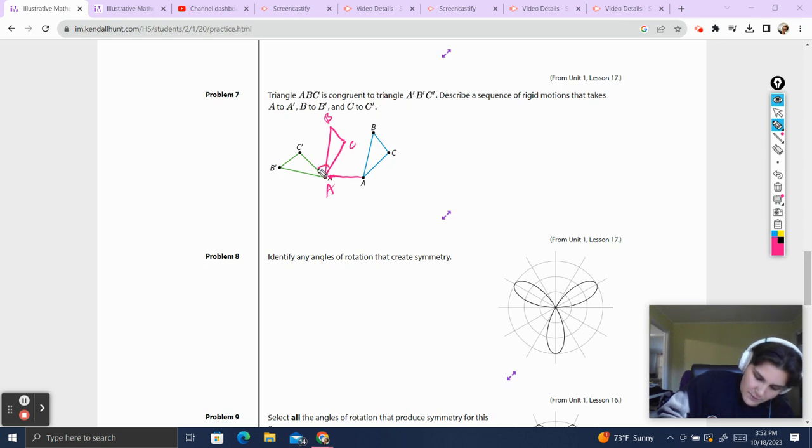We always bring our points with us, and then we're going to rotate. This guy is going to rotate onto that guy. That looks like a 60-degree rotation. We're rotating 60 degrees counterclockwise around point A prime, and it's going to drag this triangle smack on top of that triangle. And we're done.